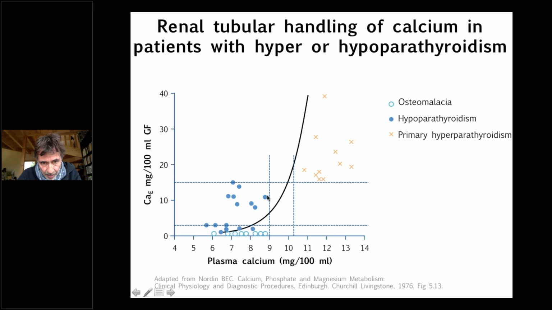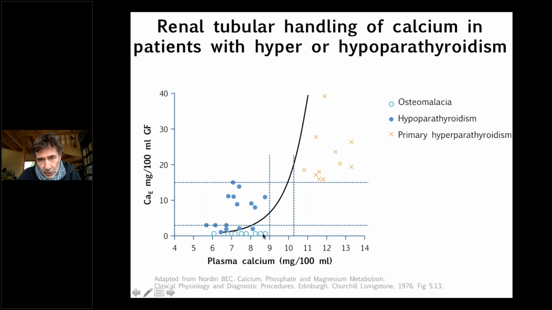Patients with hypoparathyroidism have hypocalcemia and a normal amount of calcium in urine, but they still have a decrease in the ability of the renal tubule to reabsorb calcium. This is why they are shifted to the left. And actually, this is the main reason why they are hypocalcemic.